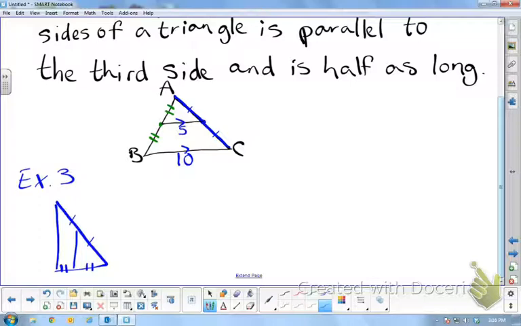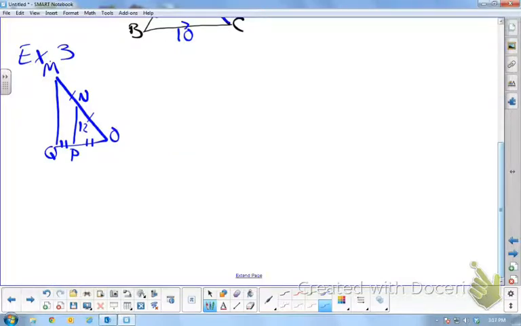Say we have this triangle. Let's label it M, N, O, P, Q. Let's say we know from N to P is 12 inches or centimeters. If I don't label it, then we don't really have units. That's okay, we can still solve for MQ. So with this picture, I would say find MQ.